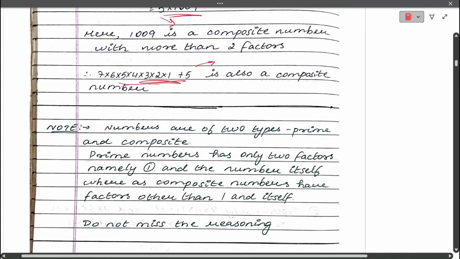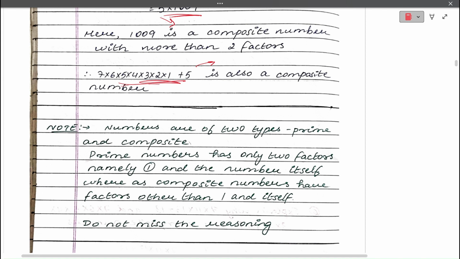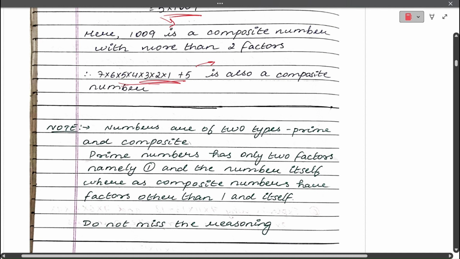So basically, the numbers are of two types. One is prime and the other is a composite number. A prime number has only two factors. So what are those two factors? Number one and the number itself. Whereas a composite number has factors other than one and itself. So the above two examples tell us they are composite numbers.